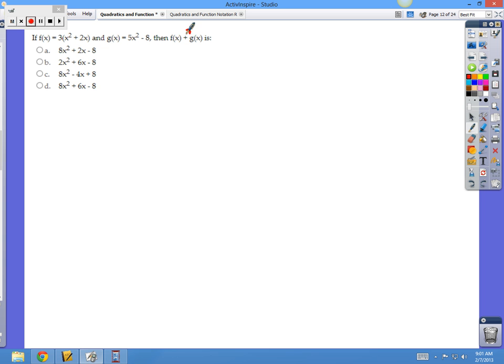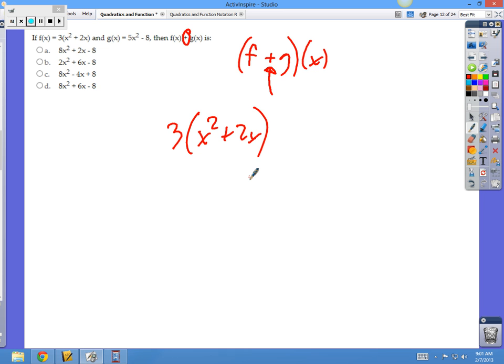Okay, this is asking you simply to do addition. They want you to take f and add it to g, and you could see it like this: f plus g of x. These are the same thing, but the key word is addition. All they want you to do is add them. So the rule for f says 3 times x squared plus 2x, and then I'm going to add the rule of g, which is 5x squared minus 8. So it's just combine like terms.